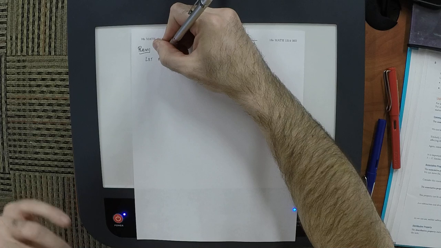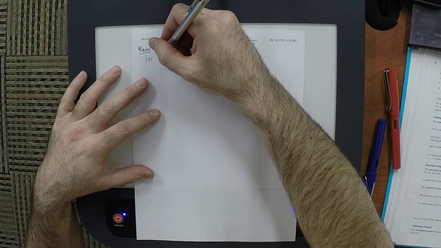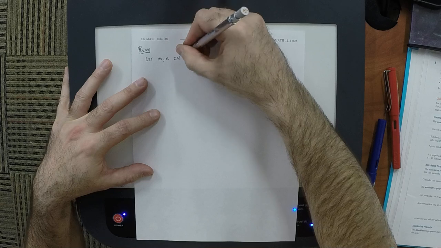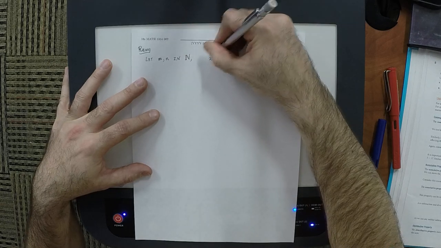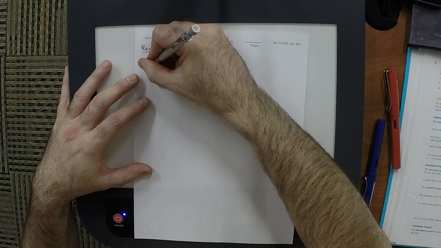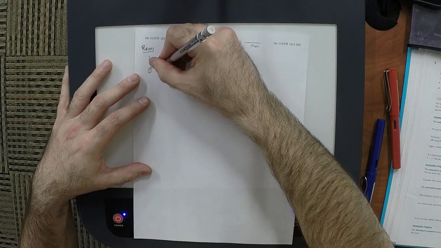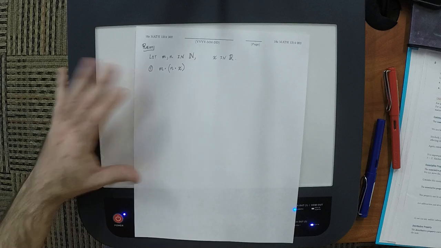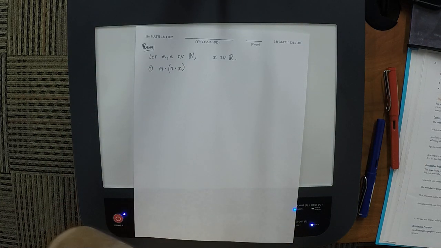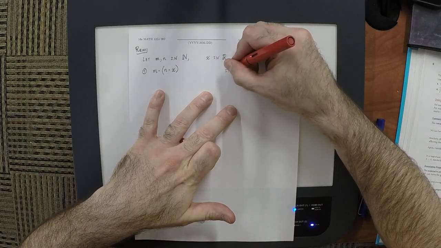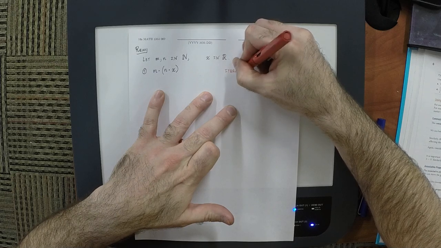What am I trying to say? I need two naturals now. Let M and N be in the naturals and X in the reals. So in the first place, we will deal with M multiplied by N multiplied by X. So this is going to be referred to as iterated multiplication.